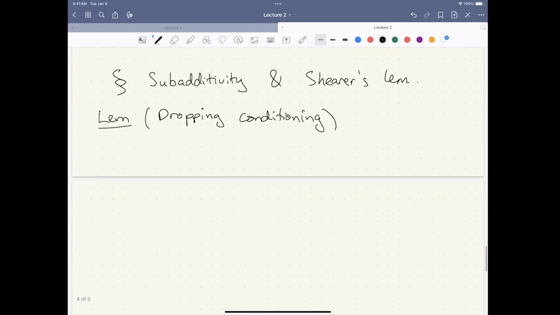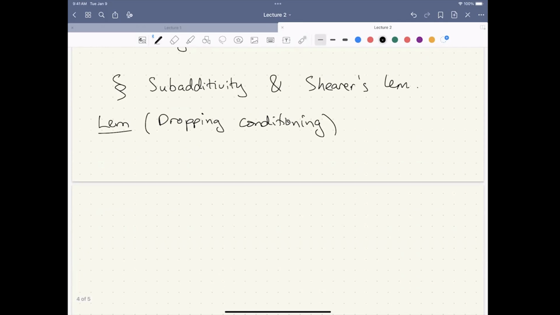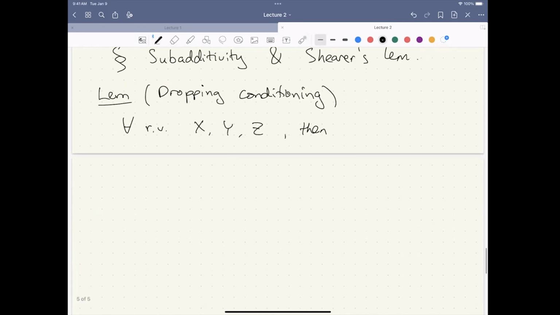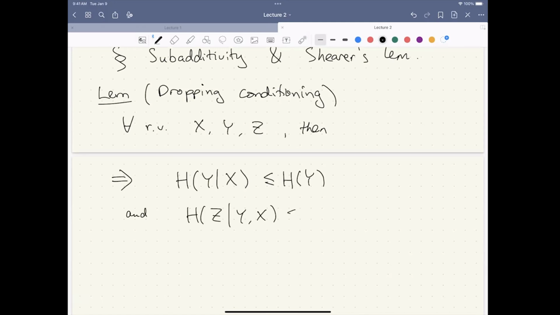Dropping conditioning. So the dropping conditioning is simple to state. It says that we have random variables x, y, z. For any random variables x, y, z, we have the conditional entropy of y given x is at most the entropy of y. And similarly, the conditional entropy of z given y and x is at most the conditional entropy of z given y.